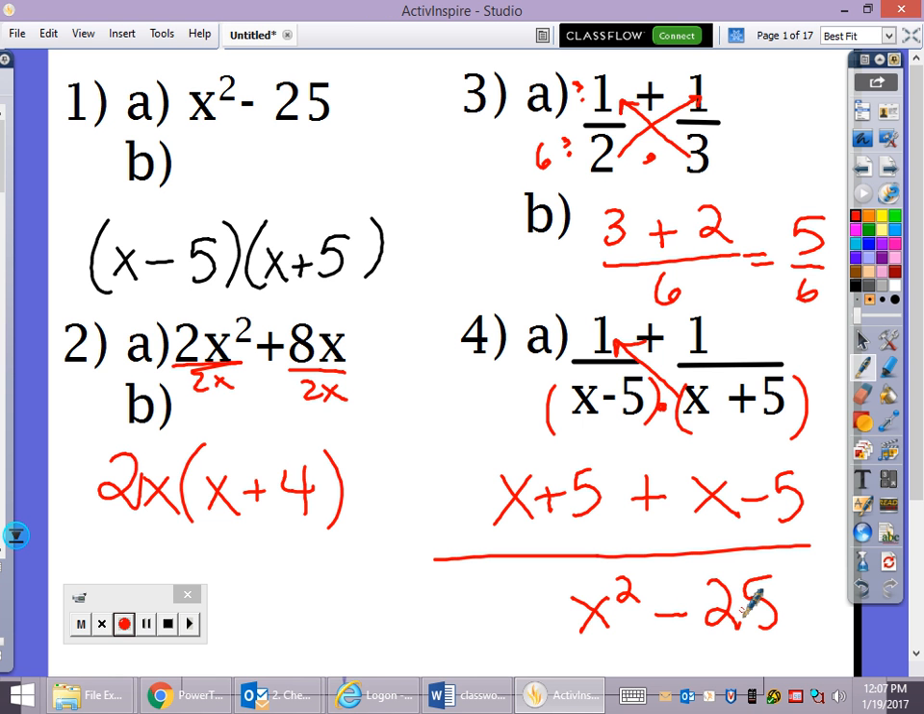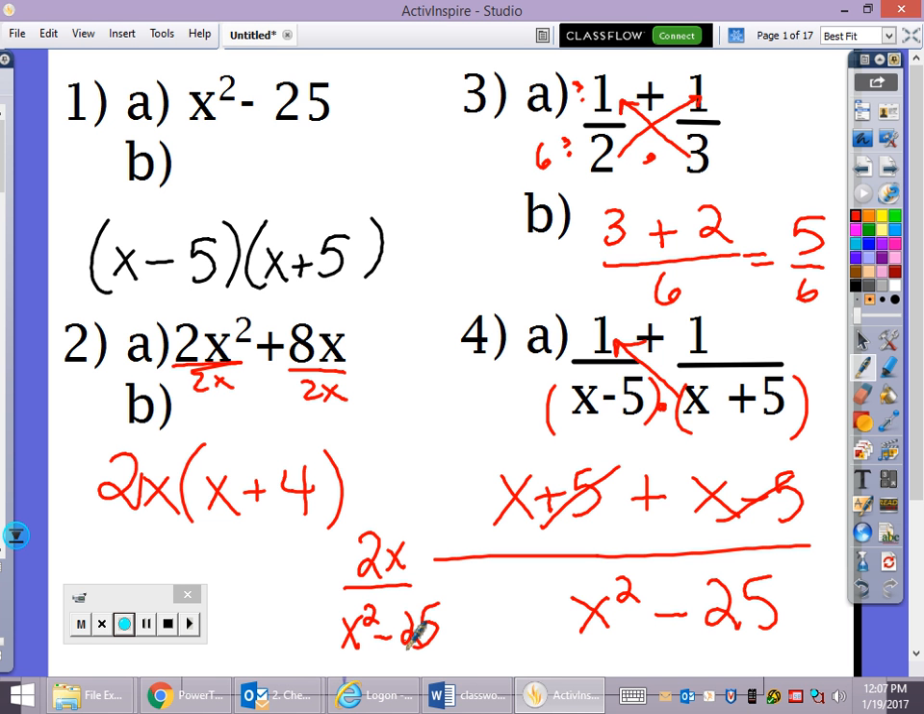All right, look at the numerator. What do you notice about the numerator? What cancels? The 5 and the minus 5. So my final answer is 2x over x squared minus 25. Excellent. Okay, we're going to look at these problems now through the lens of trig.